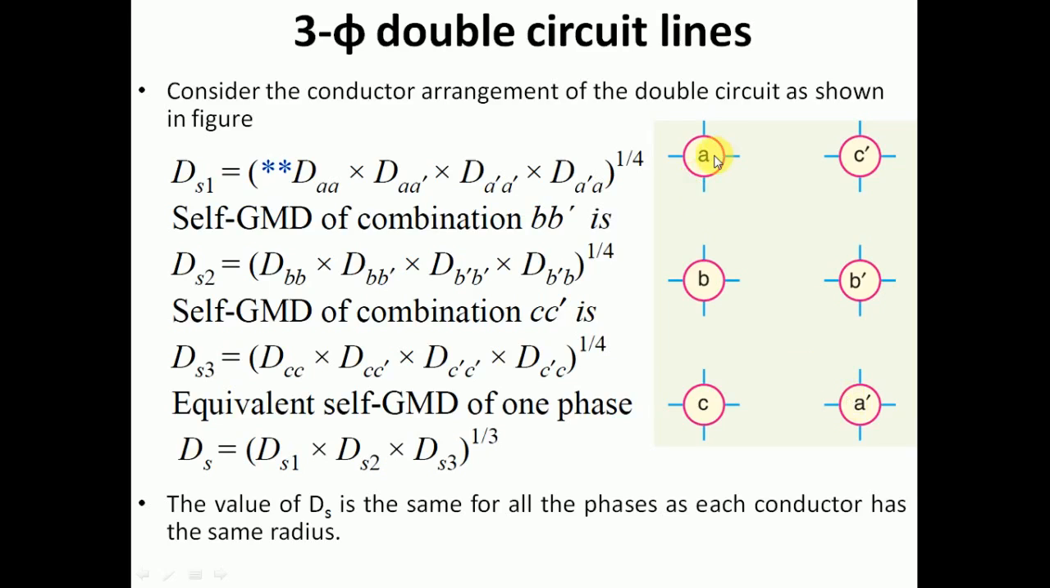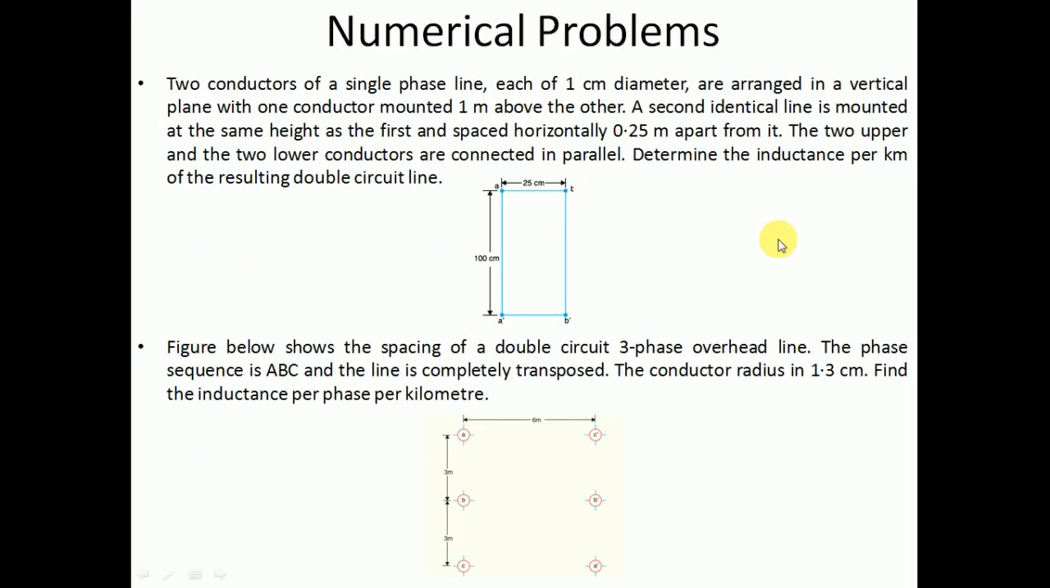In order to reduce the value of inductance, the value of ds has to be increased and the value of dm has to be reduced. In order to achieve this, we are making this particular arrangement. Finally, we have discussed two numerical problems associated with it. This is a very important topic. You have to get the logic of this, then only you will be able to solve the problems associated with this.